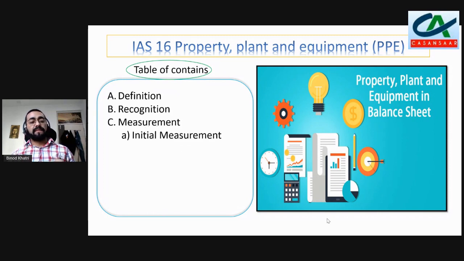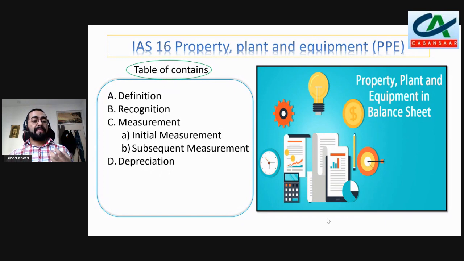There are two types of measurement: initial measurement and subsequent measurement. Initial measurement: when we buy, purchase or acquire any asset, we need to apply the initial measurement given by IAS, and for future years, or subsequent years, we have to apply subsequent measurement to measure PPE in the financial statement.